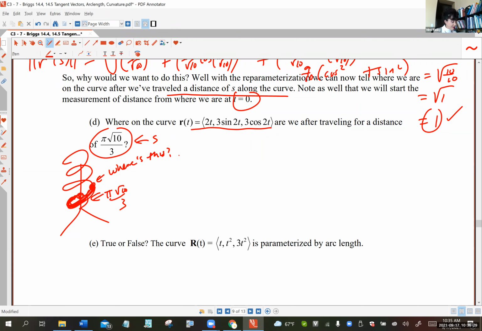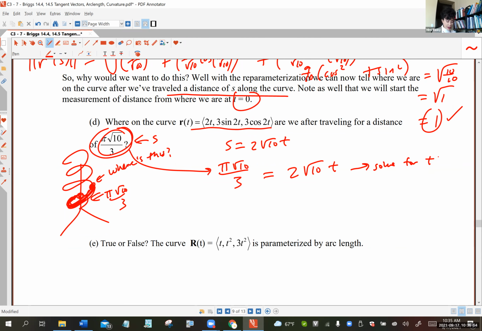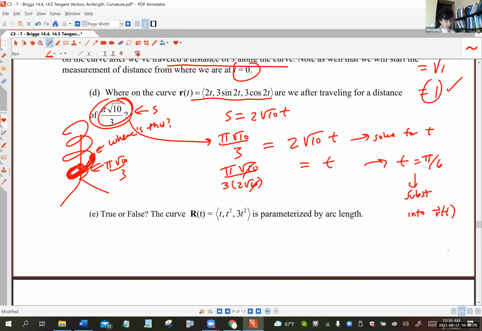So the way you do this problem is we're going to use the arc length function. Remember, it was 2 square root of 10 t, but they're telling you what the arc length is. So you substitute pi square root of 10 over 3 for arc length, and then solve for t, and this is just an algebra problem now. So I'll divide both sides by 2 square root of 10. And once I do that, the square root of 10s are going to cancel, which is nice. Then I get t is equal to pi over 6, and then substitute this into r of t to get your position of where you are when you're done traveling that distance.